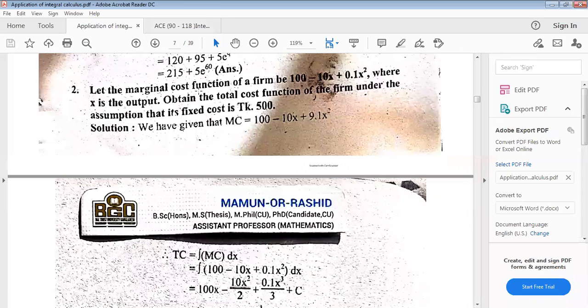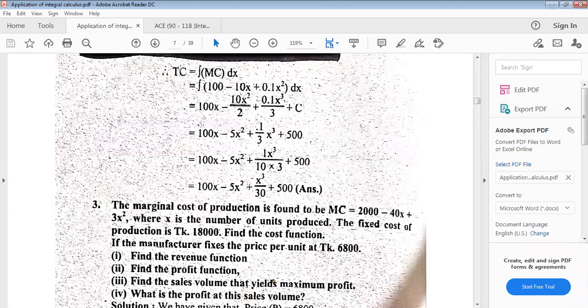Okay, a similar example. Let the marginal cost function of a farm be 100 minus 10x plus 0.1x squared, where x is the output. Obtain the total cost function of the farm under the assumption that its fixed cost was 500 taka. We are given that marginal cost is 100 minus 10x plus 0.1x squared. Now the total cost will be the integration of marginal cost with respect to output, that means x with respect to x.